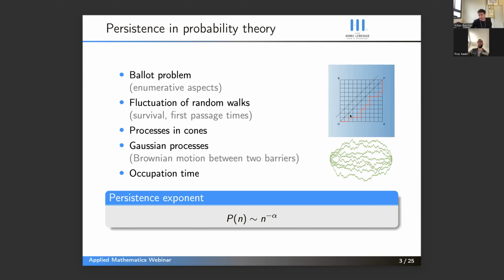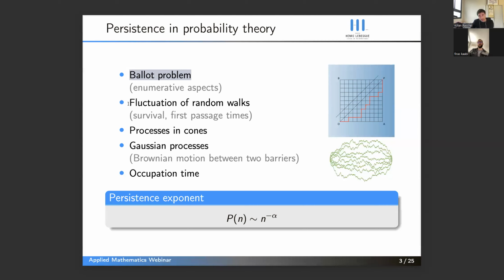If you look at this red path, it describes the votes in this problem. In this example, candidate A always has more votes than candidate B, because we are in this lower part of the quarter plane. And that is exactly what the ballot problem is about: computing the probability that candidate A always has more votes than candidate B in the count of the votes. It's a classical problem, and hundreds of years ago, people were able to solve it, and there is a very simple formula to compute this probability.